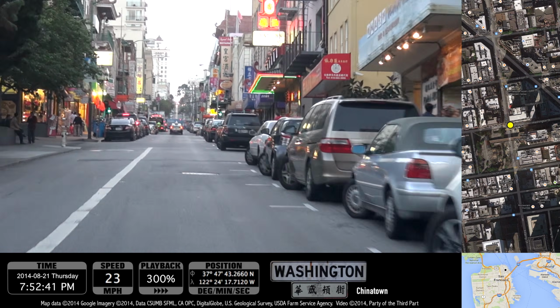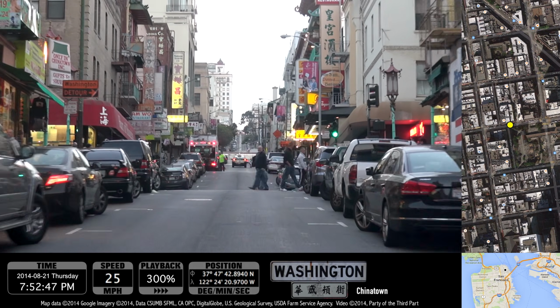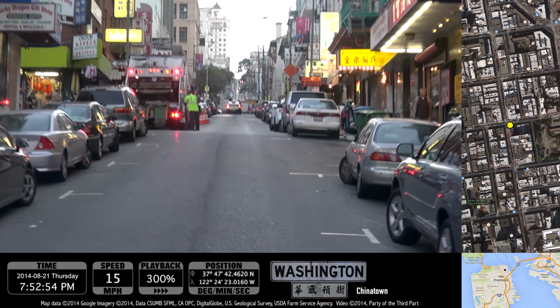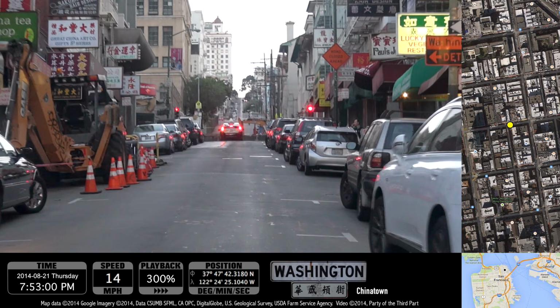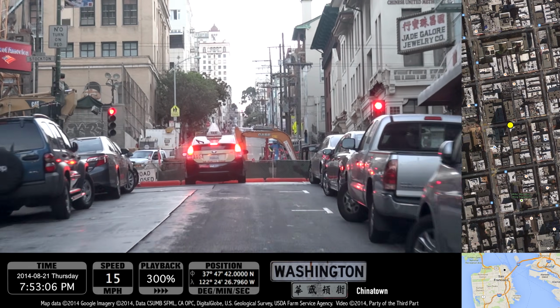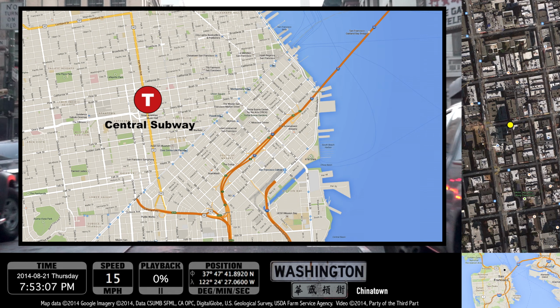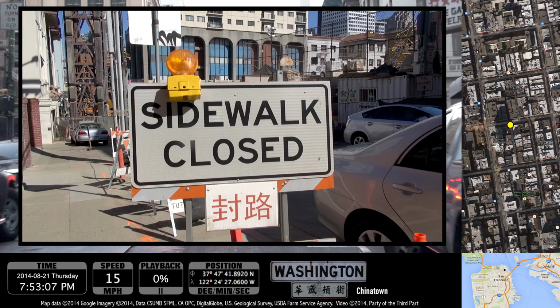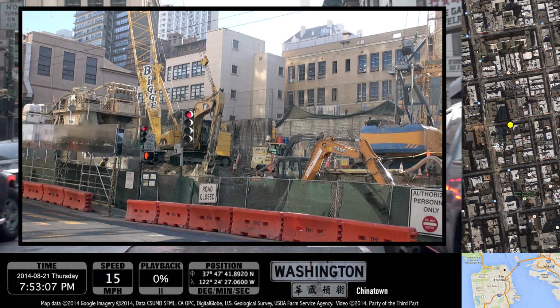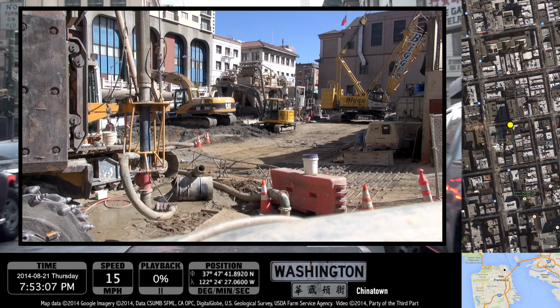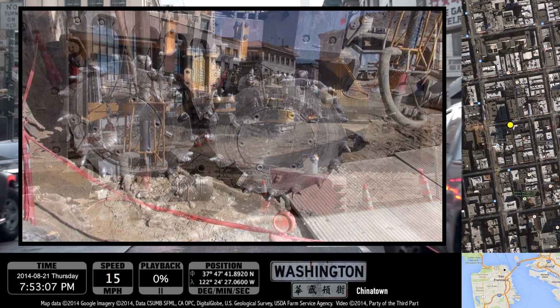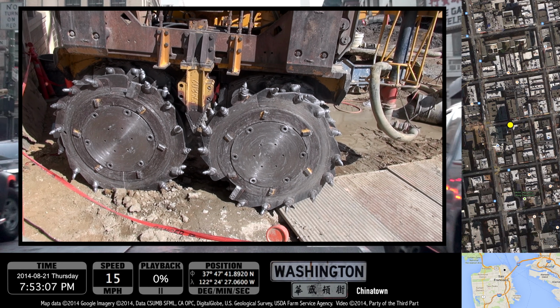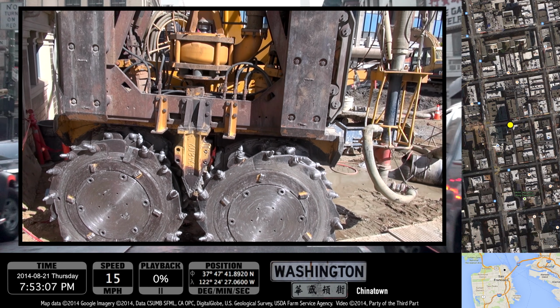Heading back across Chinatown, obviously. Washington Street normally goes through here, however it's currently closed due to the construction of the new Central Subway, the T line. This spot will be the Chinatown stop. Construction on this subway started in 2010 and it's supposed to be finished in 2019. It will be 1.7 miles in length, the majority underground. The cost is projected to be over $1.5 billion. As you can imagine, some people are a bit critical of that cost.